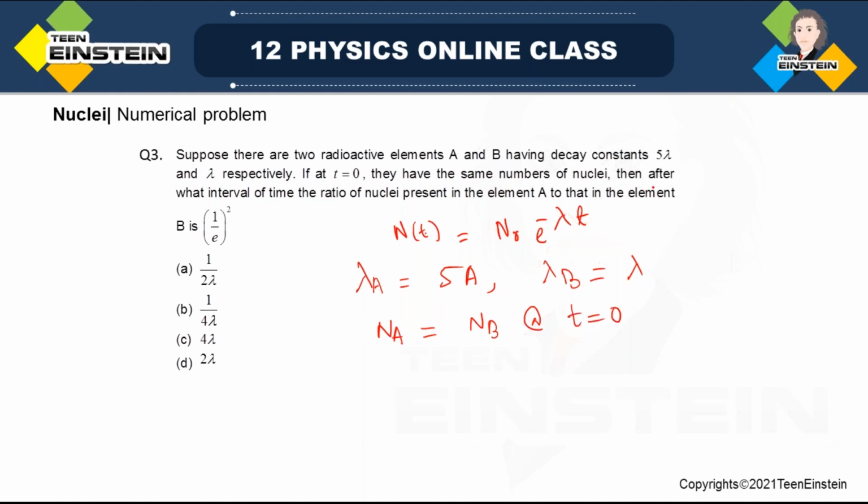After what time interval is the ratio of the nuclei present in element A to that in element B equal to this? That means you have to find out the time interval after which the ratio of Na to Nb is given as 1 by e square. So this is the problem. You have to find out at what interval of time. Let me write.